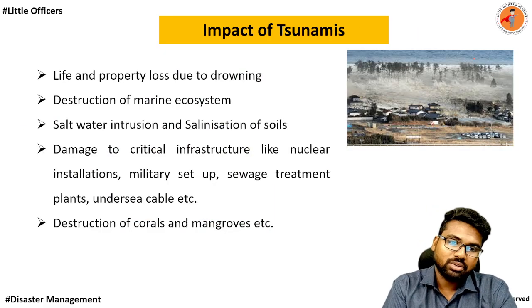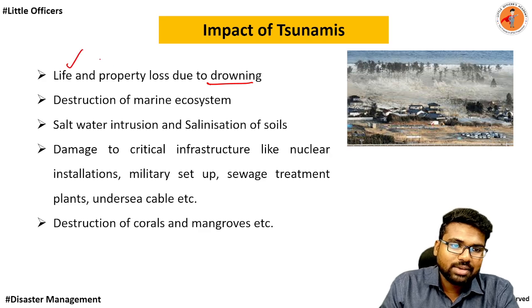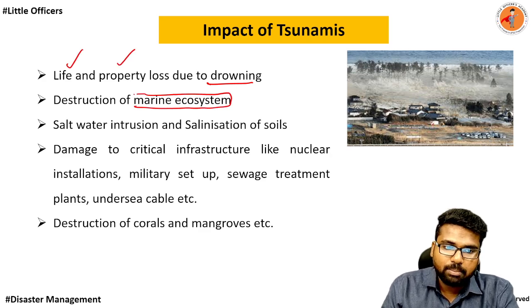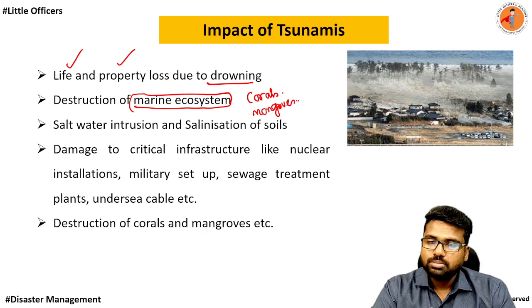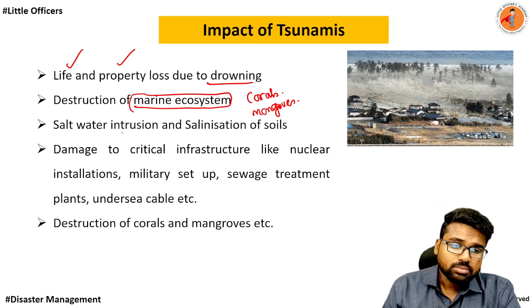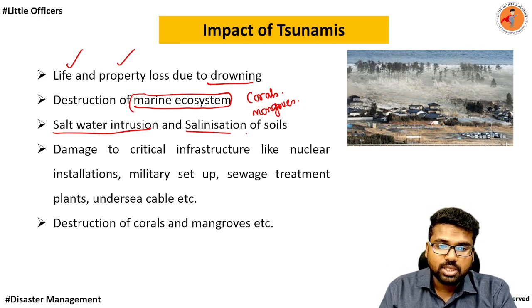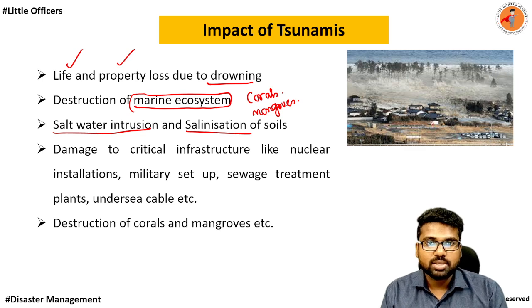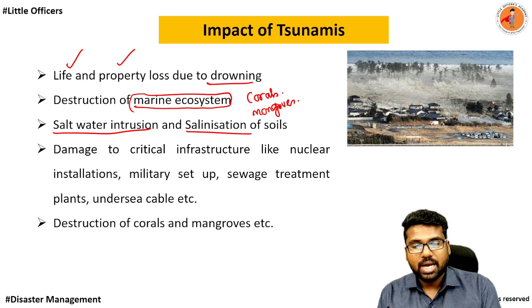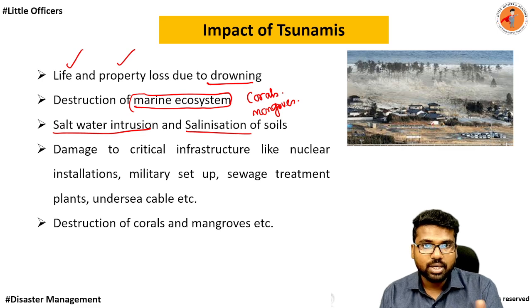Then what is the impact of it? See, obviously flooding and drowning, saltwater intrusion, life loss, property loss, and destruction of the marine ecosystem. Particularly corals will be destroyed, and mangroves in the coastal areas, they will be destroyed. Then saltwater intrusion into the coastal areas. As a result of it, the coastal soils, generally fertile alluvial soils, may become saline. Salinization can happen, thereby impacting agricultural activity, food and aquaculture, fish culture, pearl culture, all kinds of things.